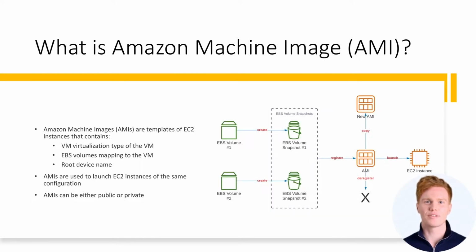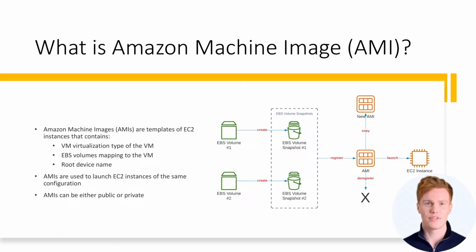So, what are Amazon Machine Images, or AMIs? Amazon Machine Images, AMIs, are templates of EC2 instances that store information about instance virtualization type, block device mappings, and the bootable, or root, disk device. The block device mapping defines all EBS volumes that need to be created from specific EBS snapshots and the order they need to be attached to the EC2 instance.